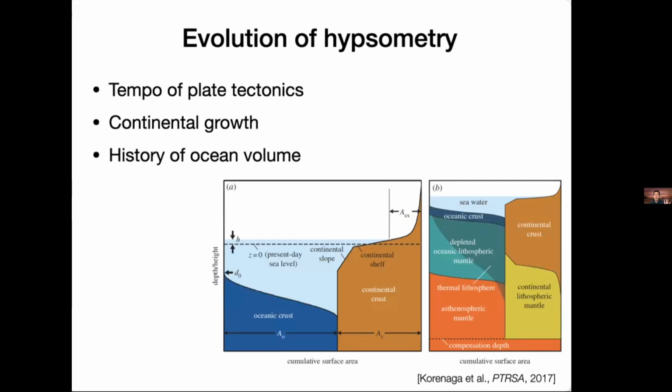So I'd like to spend some time on what we have learned about continental growth and past ocean volume. Because ocean tides play such a dominant role in the early tidal evolution, it's really important to understand how much we already know about the early Earth landscape and how much we still don't.